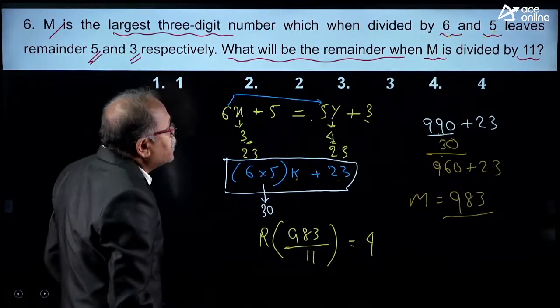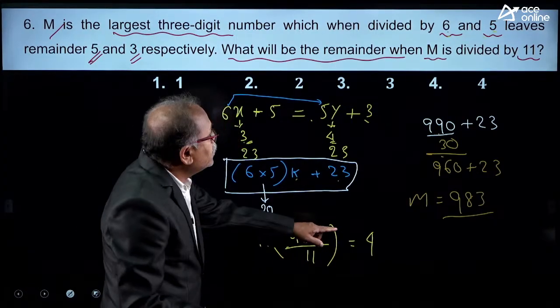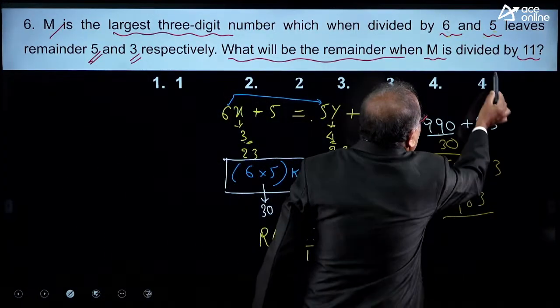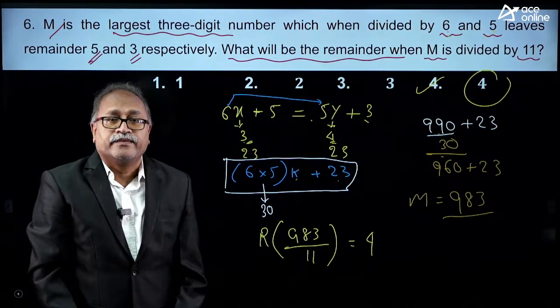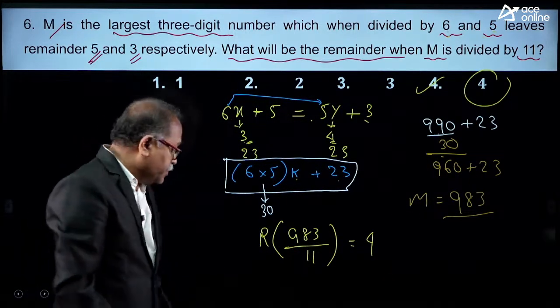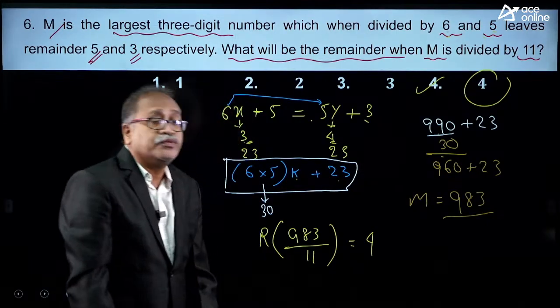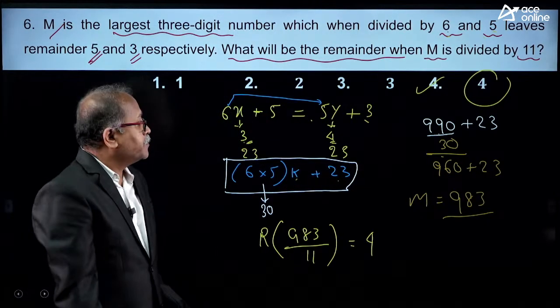So do we have an option? Hope that my explanation is over. So I need 4 as the answer. So 4 is there. Option choice 4. Hope you are understanding it. Now shall I move on to the next question?